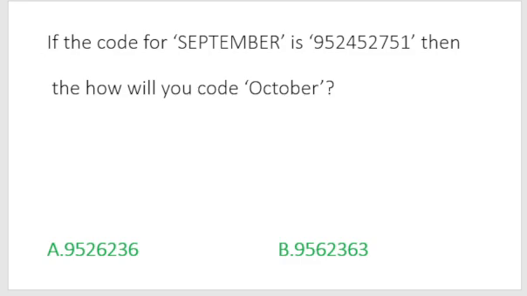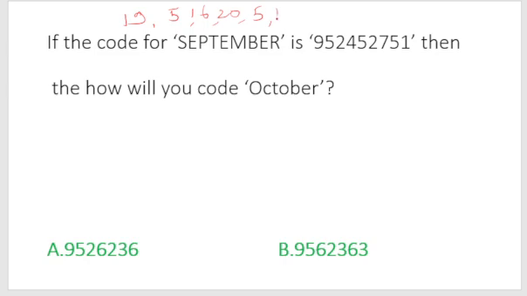Hello everyone, this is a coding-decoding question. The code for September is given, so we have to find the code for October. Here we write down the September code. S code is 19, E code is 5, P code is 16, T is 20, noted separated by commas.